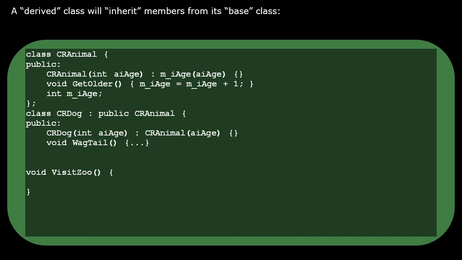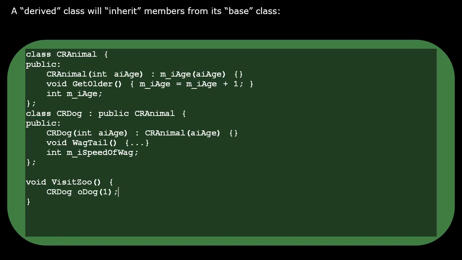This means when memory is being created for a dog object, it will be given enough space for its own data members plus all those members that it inherits from the animal class. We also inherit the ability to call member functions like getOlder.